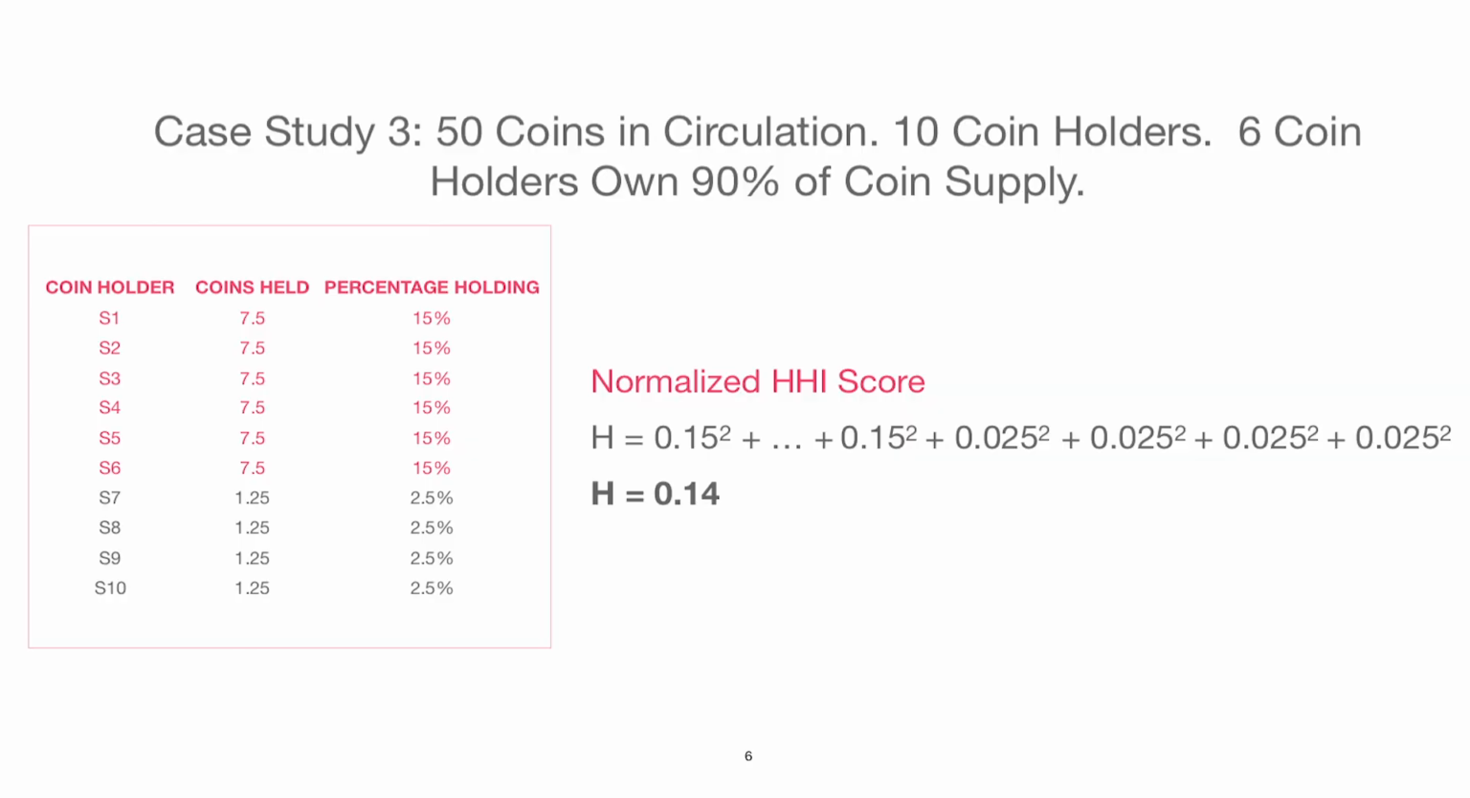And then the third case is a moderate case where, again, there are 10 coin holders and 50 coins in circulation, and 6 coin holders own 90% of the supply. If we do the score on this one, the HHI would be 0.14.